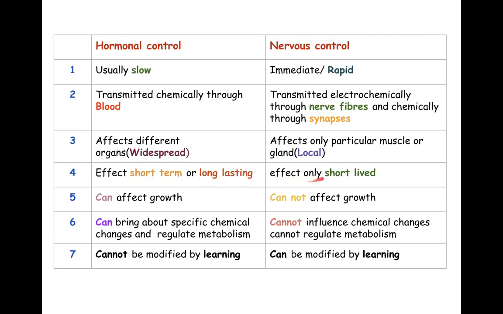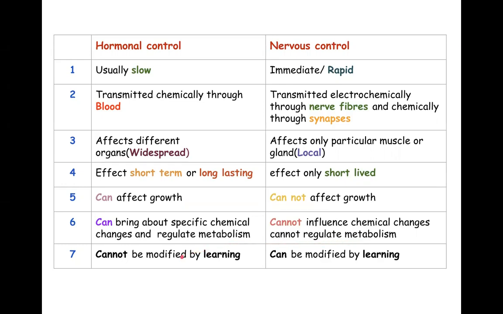The nervous control, on the other hand, is short-lived. You touch something hot, you move your hand back. Again, a short-lived control. The hormonal control can affect growth. Nervous control, on the other hand, cannot affect growth. The hormonal control can bring about specific chemical changes and regulate metabolism, like the thyroxine hormone. It controls how fast the digestion is going on in your body, and the respiratory rate. This will be done by thyroxine. The nervous control has no such influence.